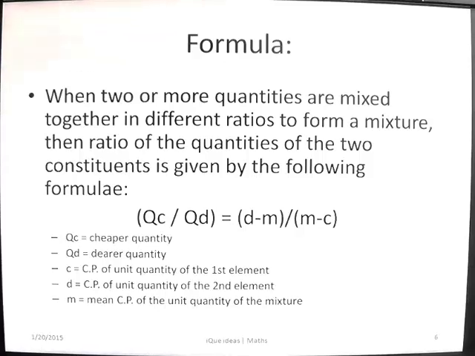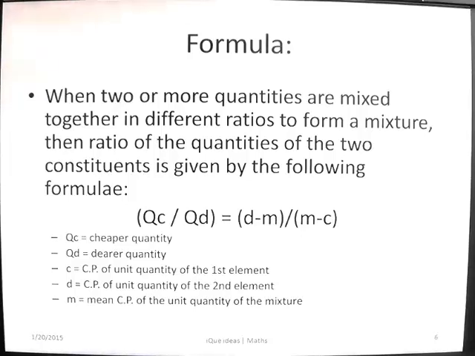In the formula, C stands for the cost price of the unit quantity of the first element, D stands for the cost price of the unit quantity of the second element, and M is the mean or the average price. Now, price was when it comes to terms of money. In the previous example, the exact same formula could be used, where instead of price we talk about the concentration, the percentage of alcohol strength in the solution.